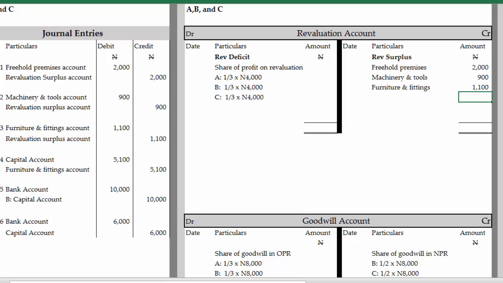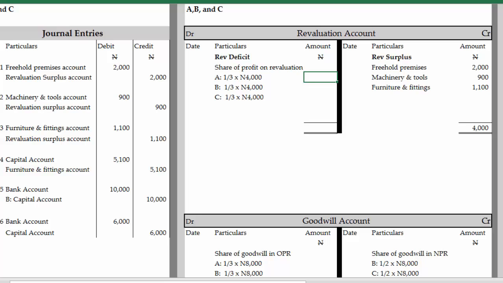Okay, those were the revaluations that occurred during the year. There were no revaluation deficits. So let's balance this account. You will see that the total on the credit is 4,000 and we have no item on the debit. That shows that the profit on revaluation was 4,000, and this 4,000 would be shared among the partners equally because they share profit or losses equally.